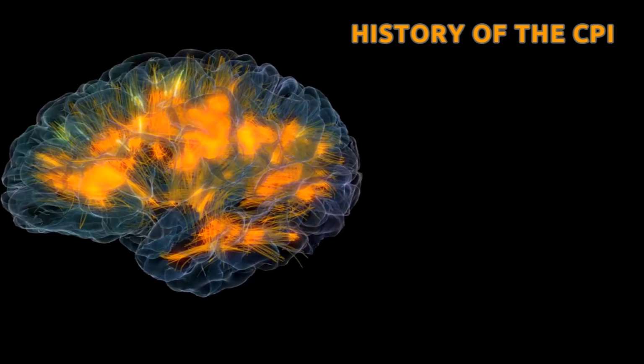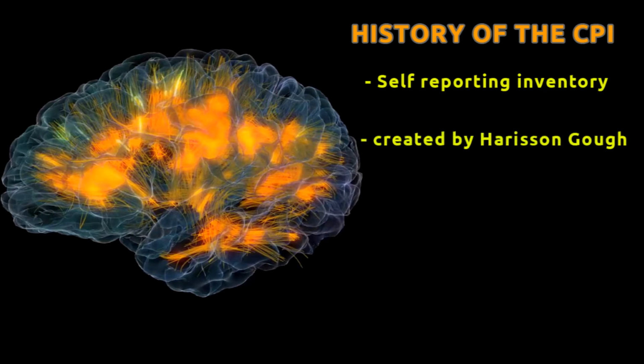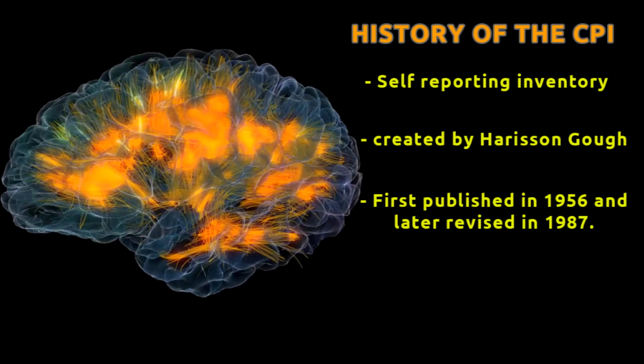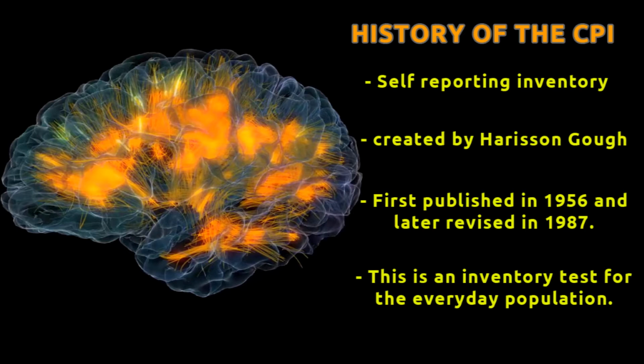History of the CPI. The California Psychological Inventory is a self-reporting inventory. It was created by Harrison Gao. Here's a picture of him now. He's on the right. This test was first published in 1956 and later revised in 1987. This is an inventory test for the everyday population.